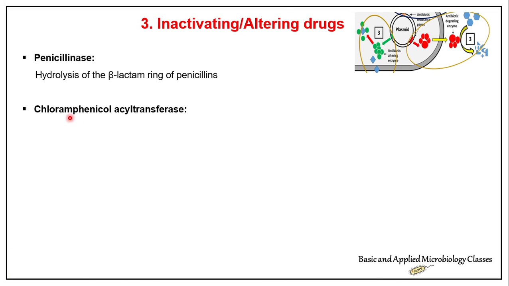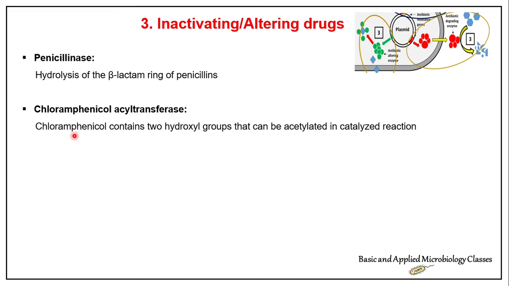Another example, chloramphenicol acyl transferase. So what will it be doing? You should know that chloramphenicol is an antibiotic which contains two hydroxyl groups. So these hydroxyl groups will actually be modified. We can say this is a type of chemical modification, or functional group modification, which is carried out by bacteria to acquire resistance. So it means alteration of the drug is there. Chloramphenicol has two hydroxyl groups. They can be acetylated in a catalyzed reaction with the help of the acyl transferase enzyme, right? Sorry, this will be acylated.